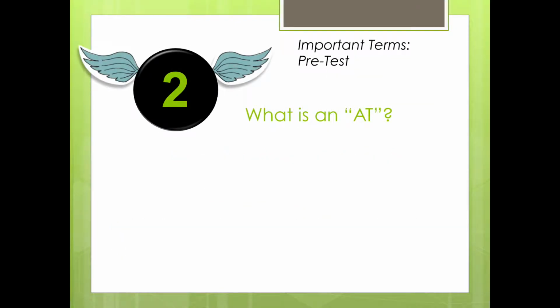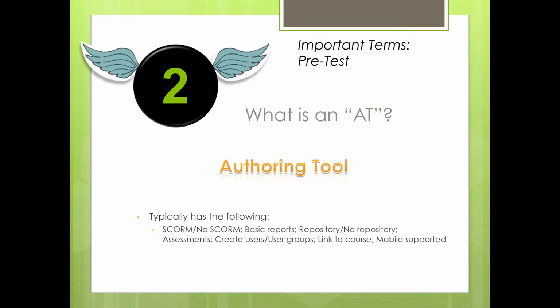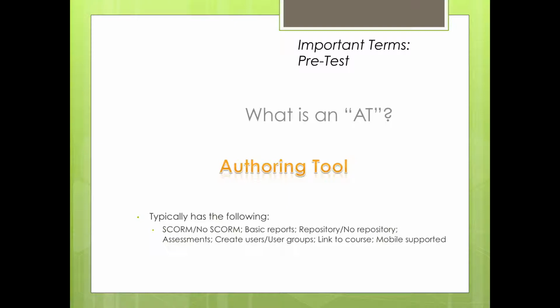Last but not least, what is an AT? That is an authoring tool, and an authoring tool may or may not have the following items. They can use SCORM, some basic reports, most have tracking for a PowerPoint or video file, and some have repositories and assessments. You can create users and user groups and post or email a link to the course. Mobile support is becoming much more universal with ATs.